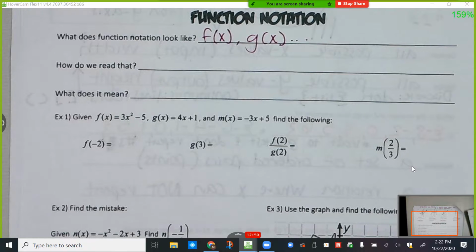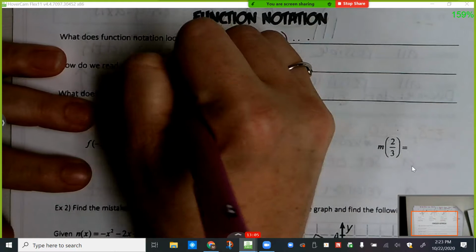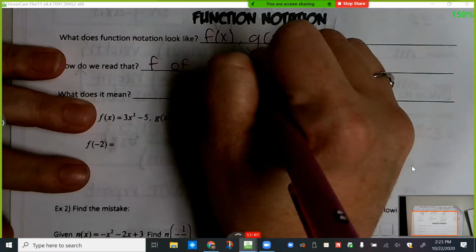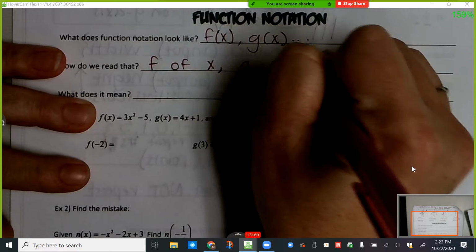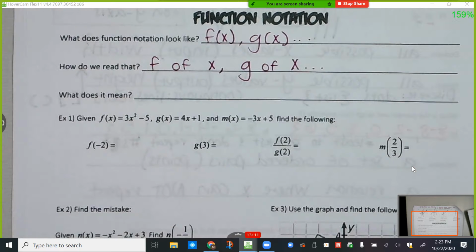When writing in function notation, do you think the letters matter? No. You could use d of x, s of x, b of x, a of x. It doesn't matter. M of x, n of x. The way you read those is f of x, g of x, so on and so forth, whatever letters we pick. These are the two most commonly used, but it could be any letter in front. It does not matter.